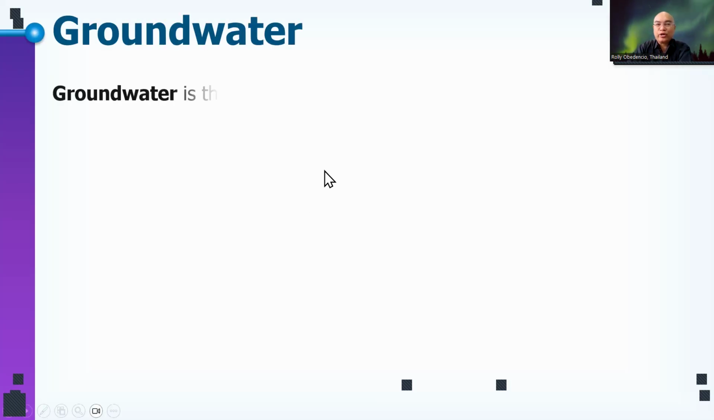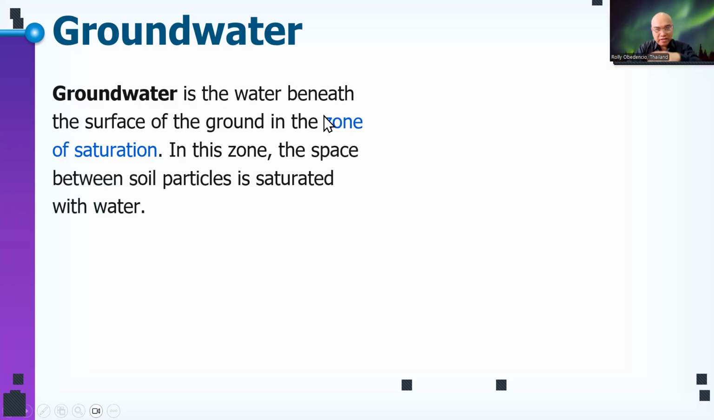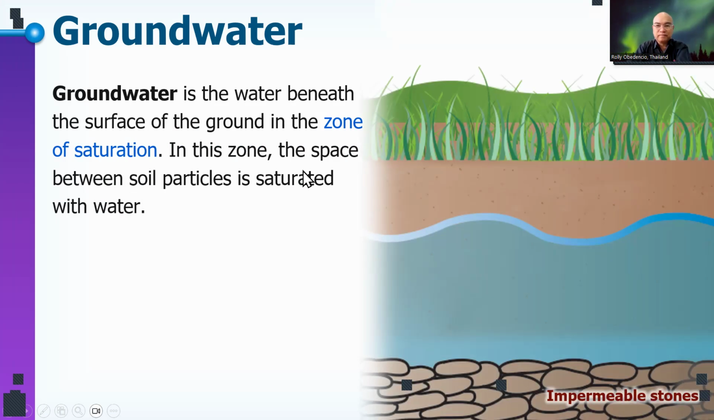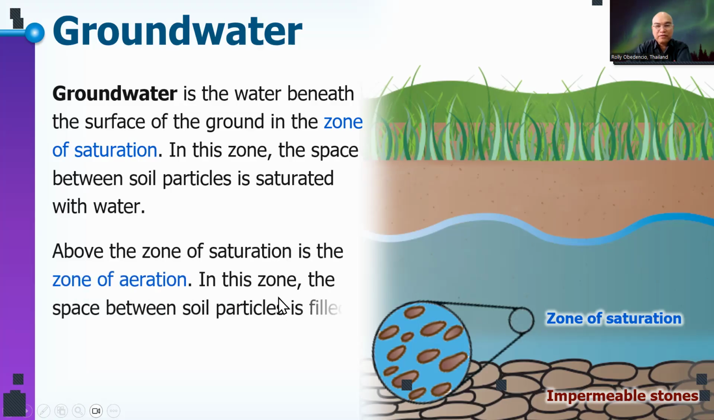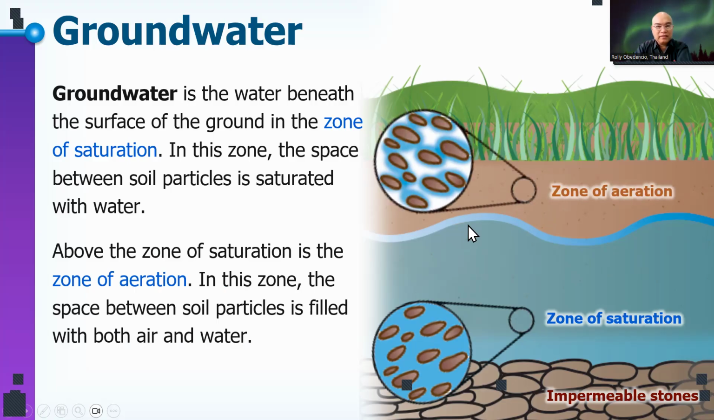What about groundwater? Groundwater is the water beneath the surface of the ground in the zone of saturation. In this zone, the space between soil particles is saturated with water. You see in the picture? So this is impermeable stones and the zone of saturation here. Above the zone of saturation is the zone of aeration. In this zone, the space between soil particles is filled with both air and water. You see here the soil moisture.